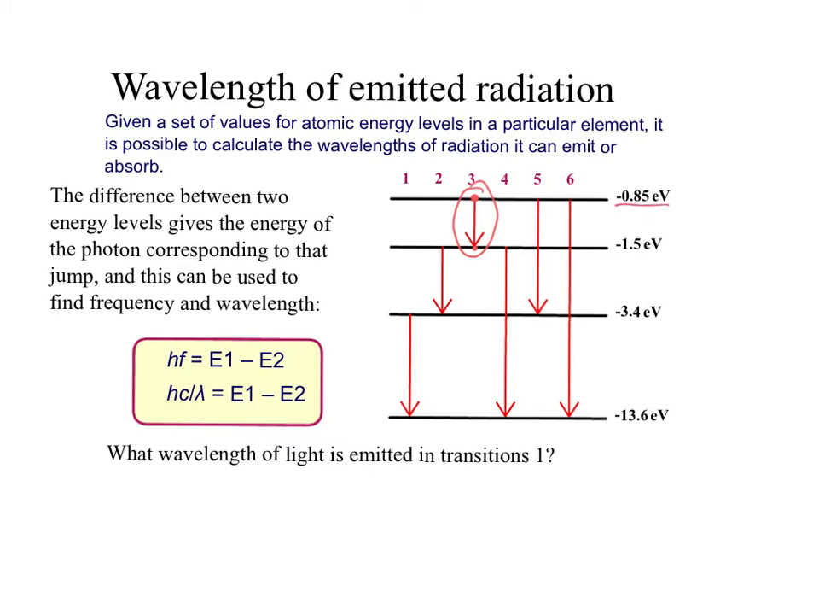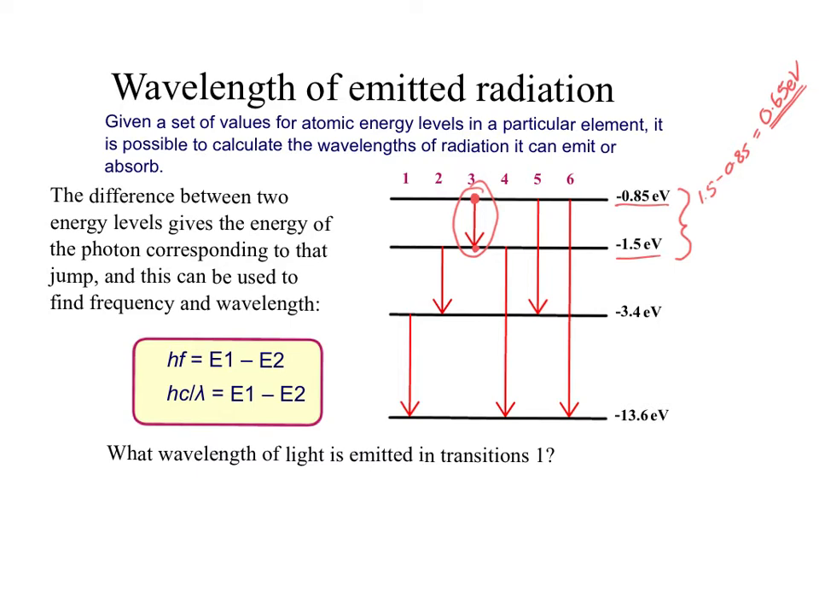Now the energy here is 0.85, the energy there is 1.5. So I know that when this electron goes from the highest energy level to the third highest energy level, it will have a change of this much energy between the two values, so 1.5 minus 0.85. So I can see that the difference in the energy between those two energy levels is 0.65 electron volts.